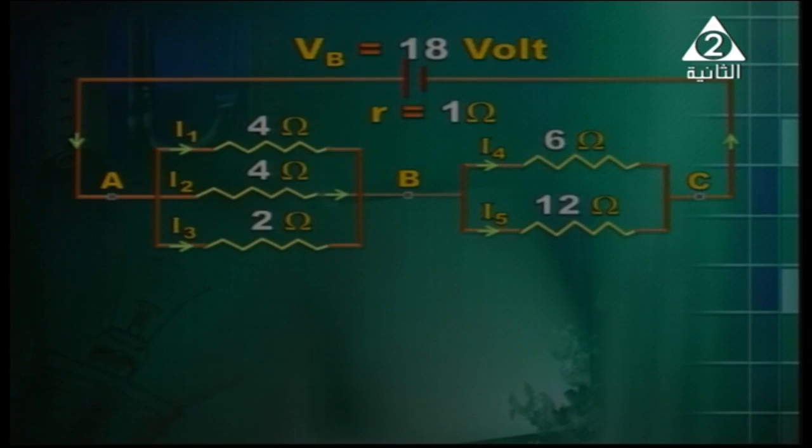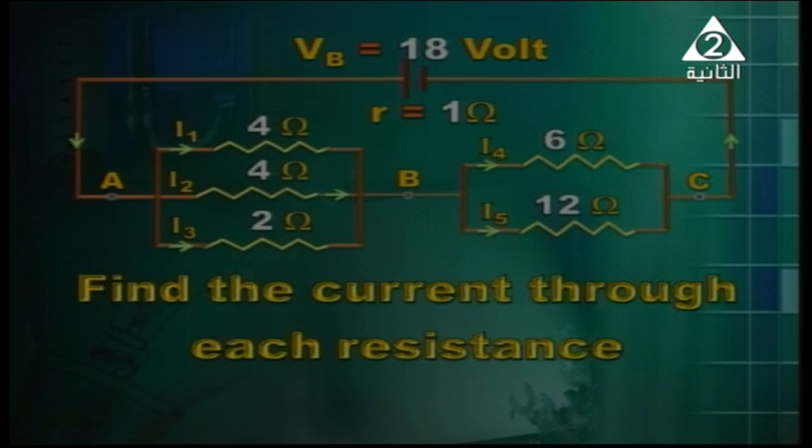Another problem. In front of you, there is a circuit that consists of an 18 volt battery. Internal resistance of the battery is 1 ohm. And we've got 2 parallel combinations. The first consists of 3 resistors, 4 ohm, 4 ohm and 2 ohms connected in parallel. Another parallel combination consists of 6 and 12. Your attention to the points A, B, and C. Find the current through each resistance.